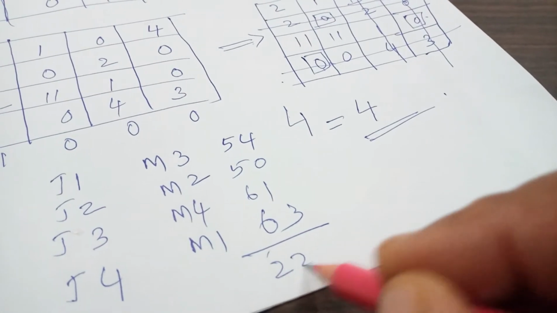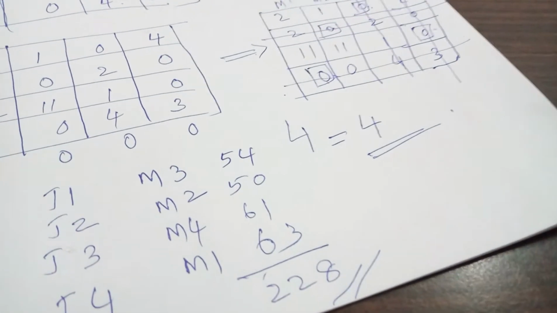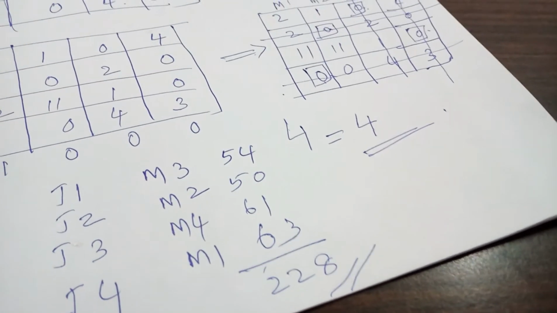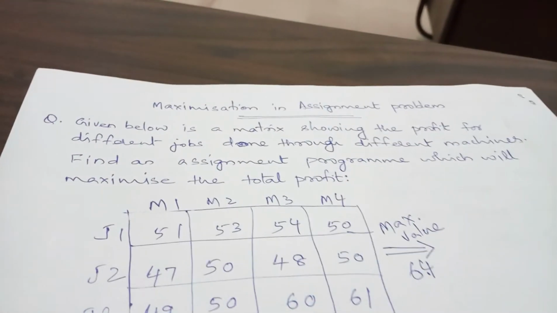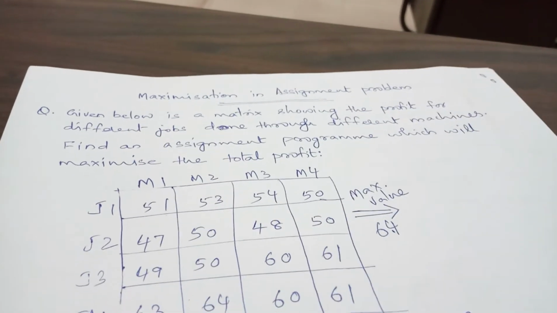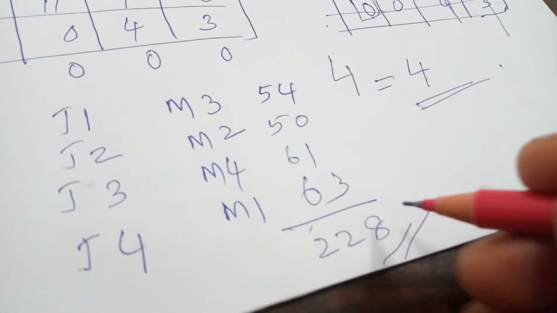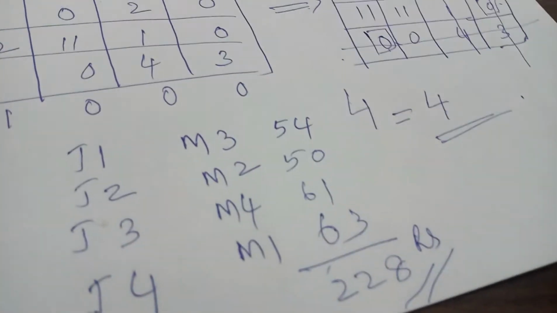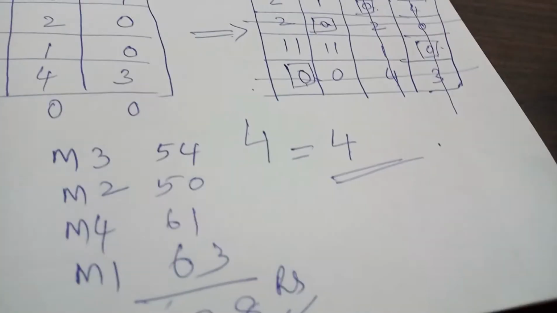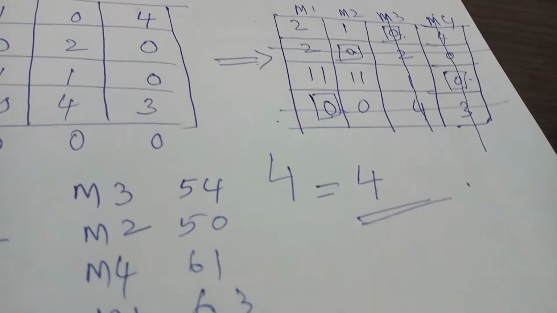Adding, you will get 228. So that is the answer. 228 is the total profit. The question is to find an assignment program which will maximize the total profit. So the answer is total profit, that is 228 rupees. So that is how the maximization problem is done in an assignment method.